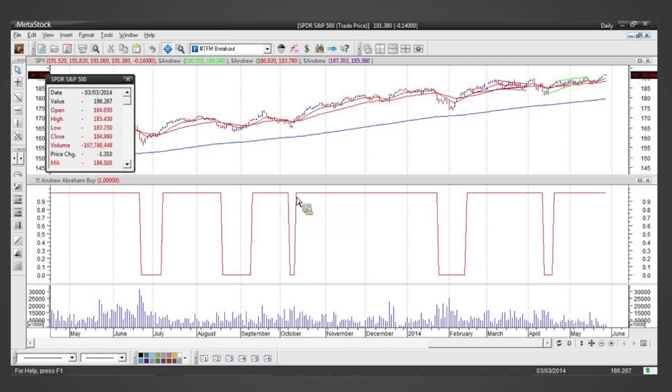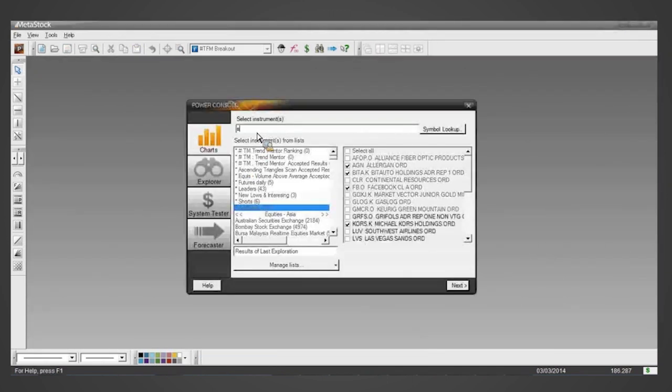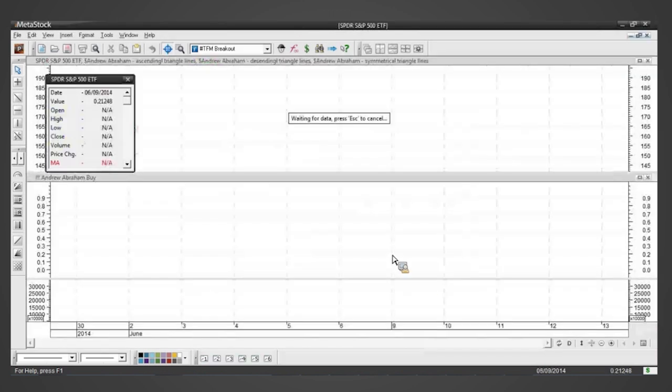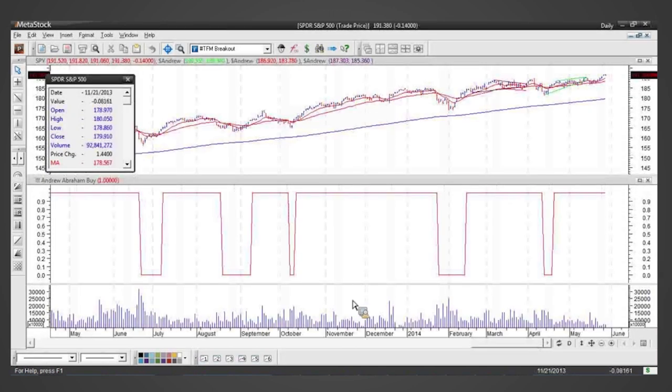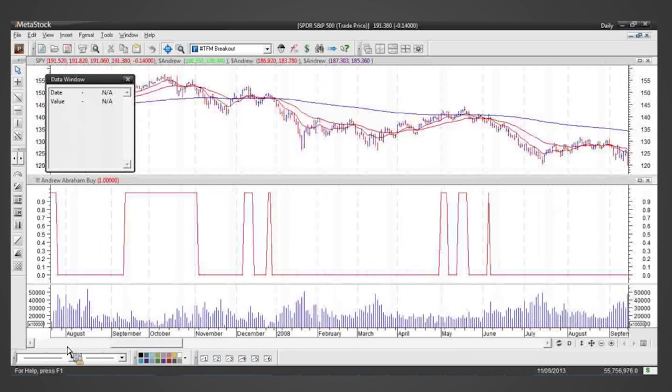You know what? Let's do something. Let me just show you this one sec. Let's build it again. Let's go to 2006. Okay, let's go back here. Wow, during all this ugly period, I was out.